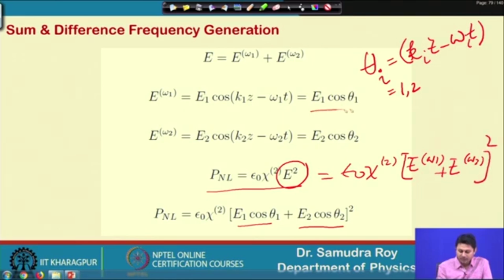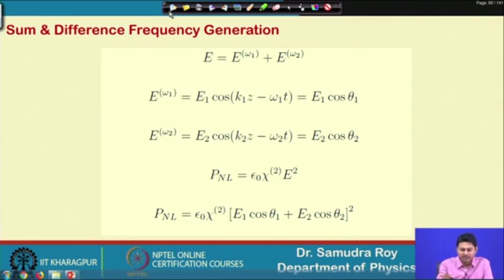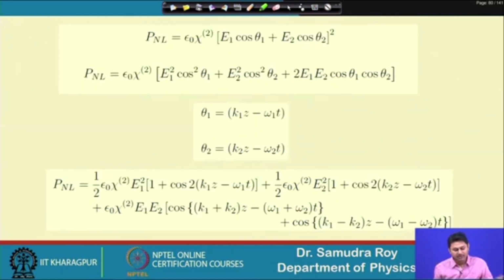So, E of omega 1 is nothing but E 1 cos theta 1, and E of omega 2 is nothing but E 2 cos theta 2. So, when we have E 1 cos theta 1 and E 2 cos theta 2 and square of that, we have some terms which is not a new thing, because again we are making a square, and when we make a square we are going to manipulate a few things. But here since I am launching two different fields with two different frequencies, the calculation will be a little lengthy, but very simple and very straightforward.